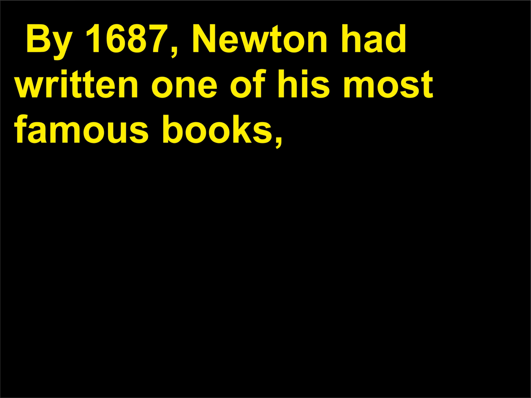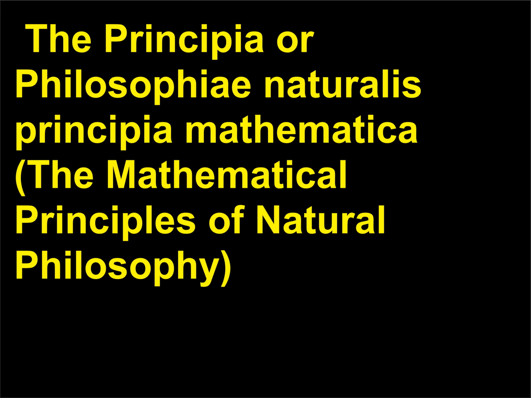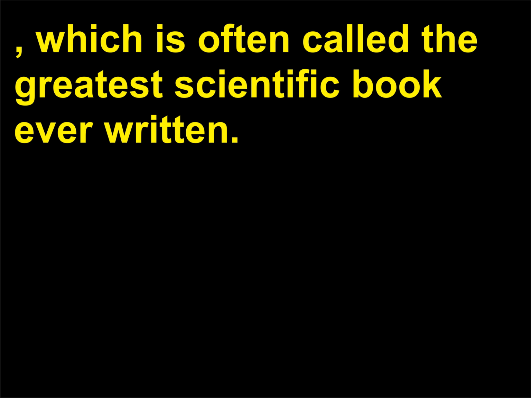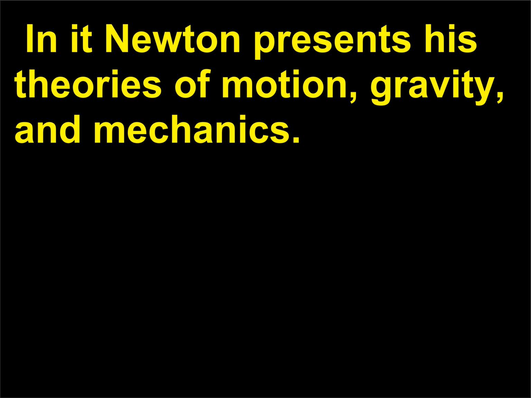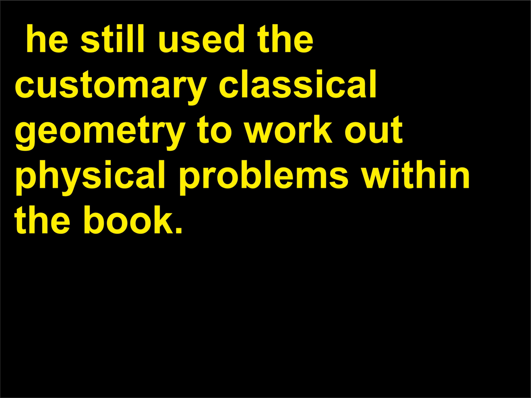By 1687, Newton had written one of his most famous books, the Principia, or Philosophiae Naturalis Principia Mathematica, the Mathematical Principles of Natural Philosophy, which is often called the greatest scientific book ever written. In it Newton presents his theories of motion, gravity, and mechanics. Although he had developed calculus earlier, he still used the customary classical geometry to work out physical problems within the book.